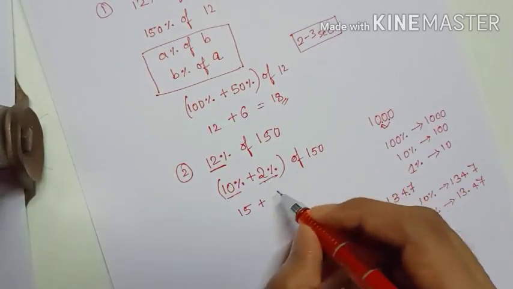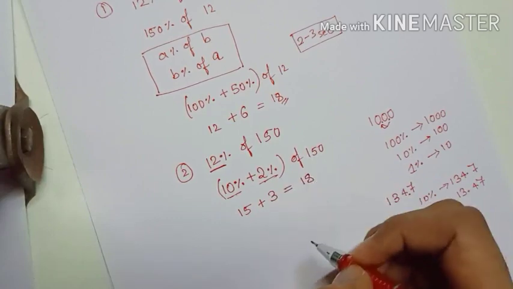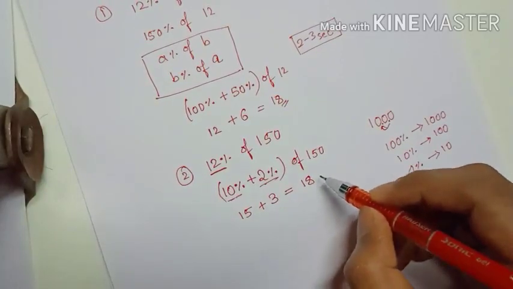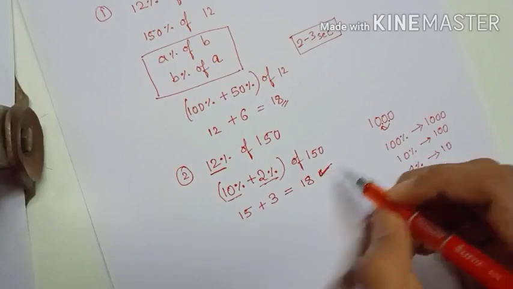So 1.5 plus 1.5 will be 3, and you can take it as 18. Getting this? You can also do it by this method. I hope everyone understood, and this is the easiest method among all, right?